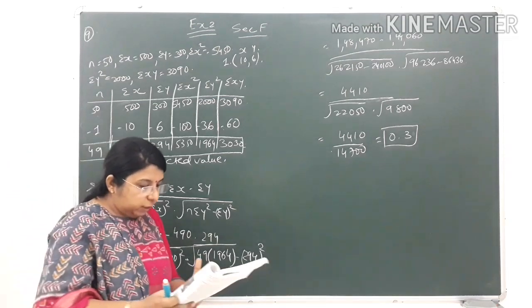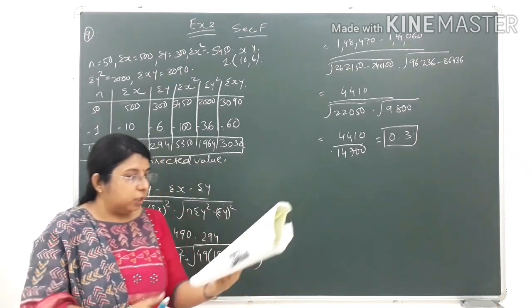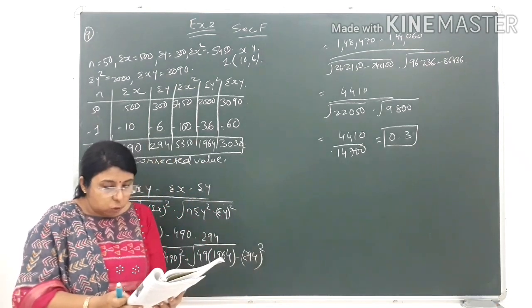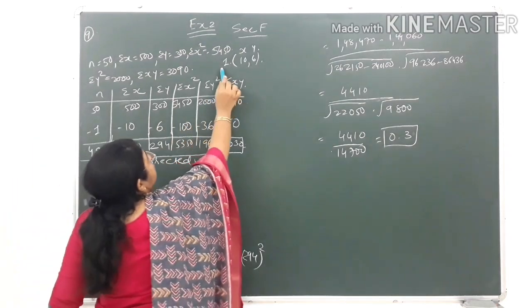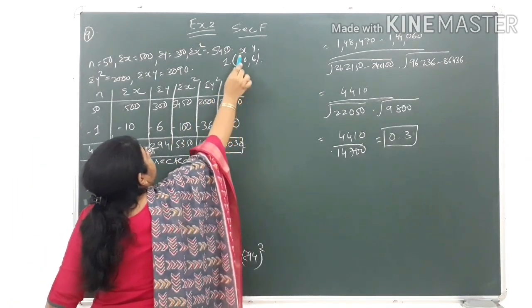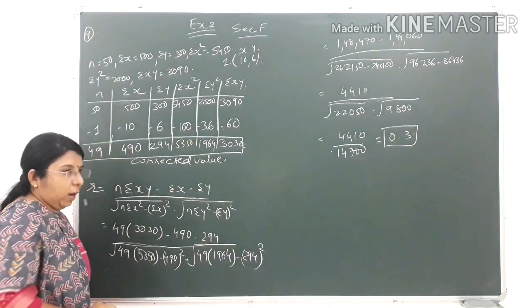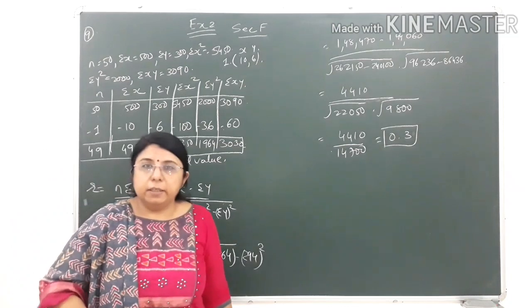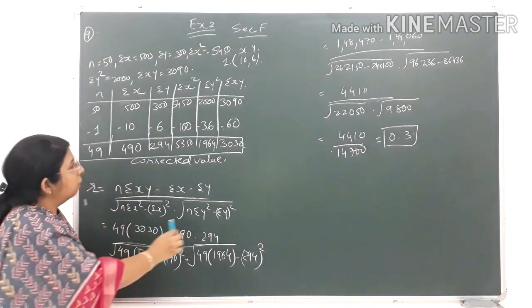Now, the important point in this question is that later on it was known that one pair of observation, 10 and 6, was included additionally by mistake. Here I have written one pair of observation, that is 10 and 6. So 10 is the value of variable x, and 6 is the value of variable y. That is by mistake written over there additionally, so that we have to subtract from all the values.